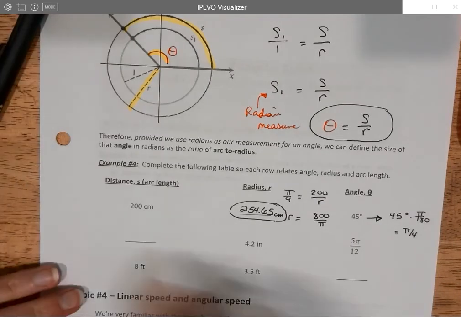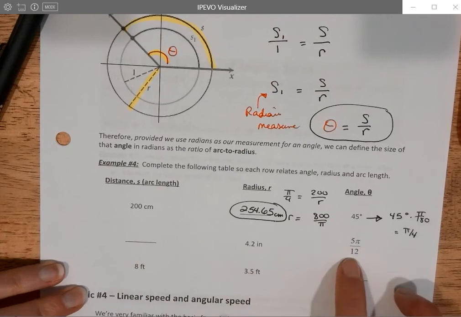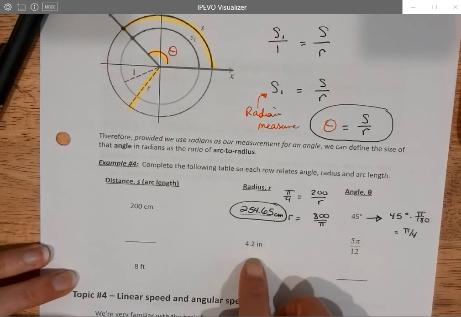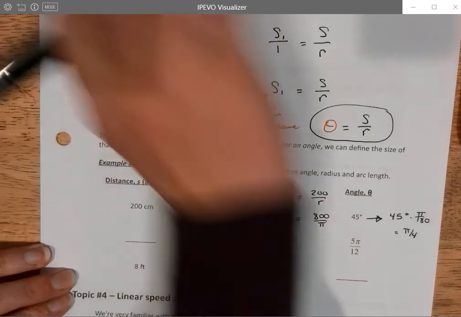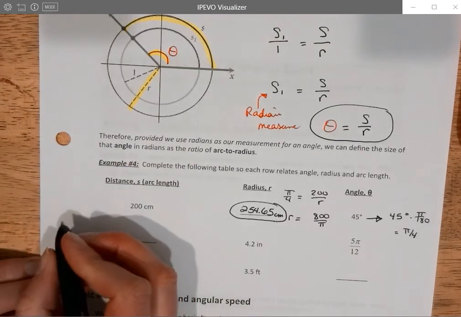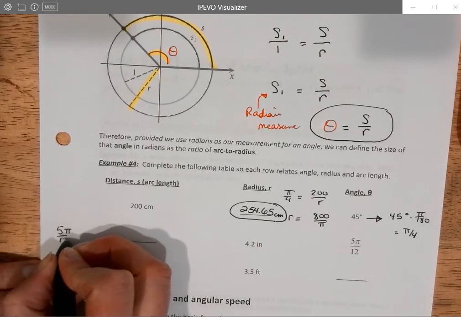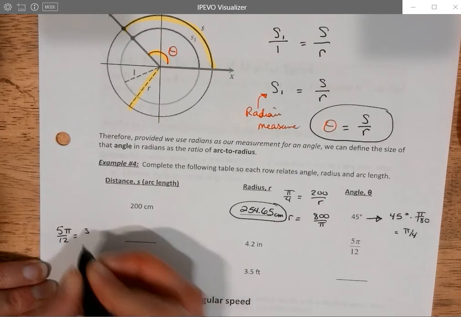All right, let's look at the next one. This time we have an angle that is 5 pi over 12. It's already in radian measure. So I should be able to compute the arc length with the radius here. And so the arc length S is unknown. I have my angle of 5 pi twelfths equals S over 4.2.